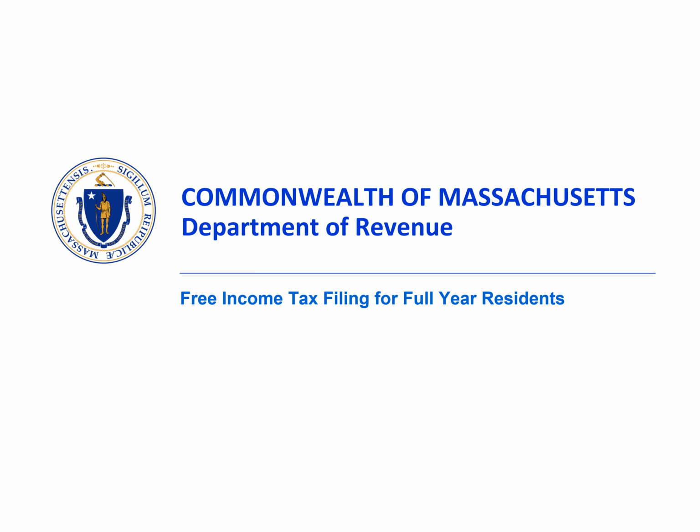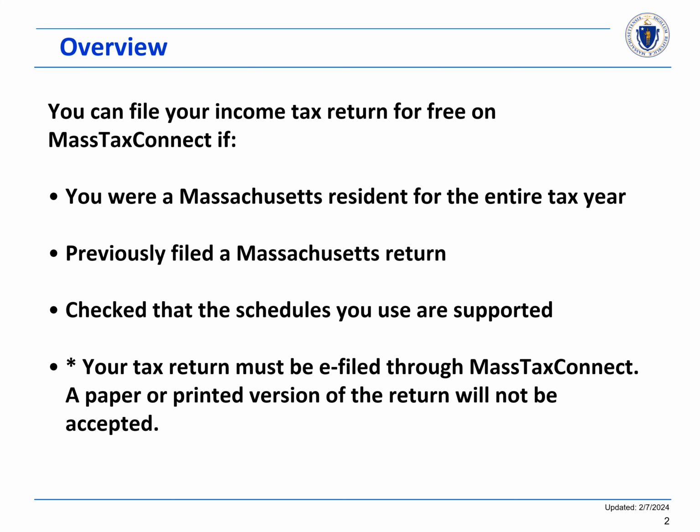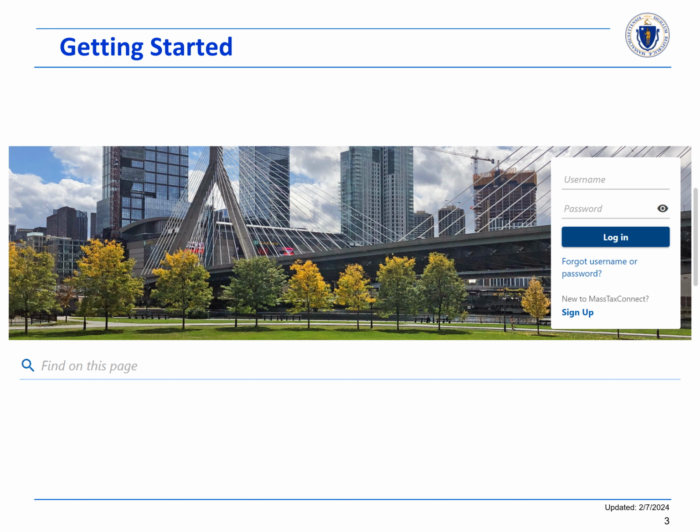Free income tax filing for full year residents. Taxpayers who meet the qualifications listed here may file a return for free through MassTaxConnect. The return must be e-filed through MassTaxConnect. A paper version will not be accepted. You may save a copy of your completed return for your records after it has been initially processed, usually within 24 hours.